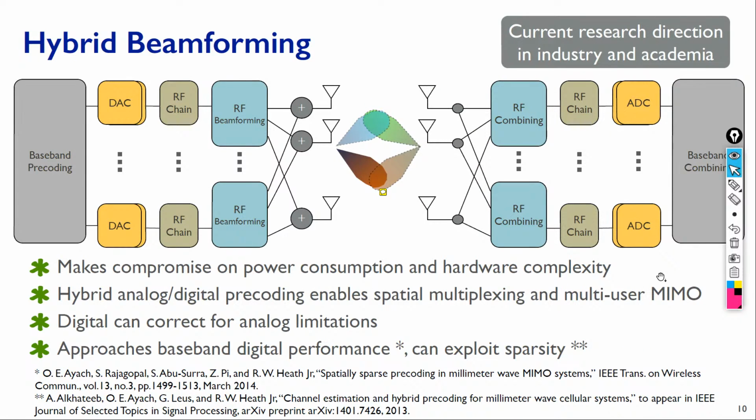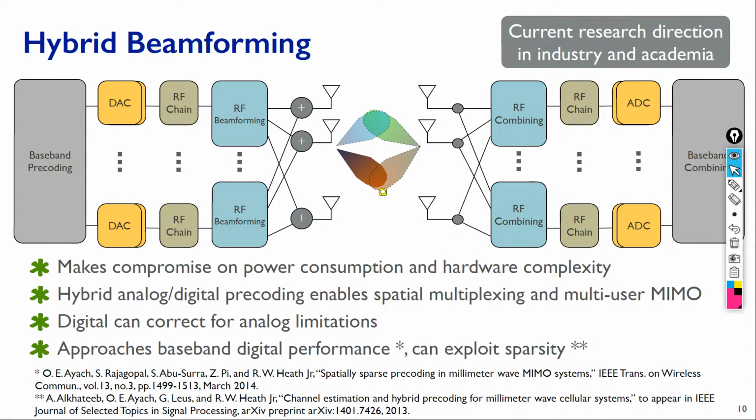To solve this problem, the researchers have recently proposed new techniques that combine the processing in the analog domain with the processing in the baseband domain. So they say, instead of just using a digital to analog converter, one RF chain and one RF beamforming, you should be a little bit tolerant and accept the fact that you can increase the complexity of your system a little bit and allow us to use more than one RF chain.